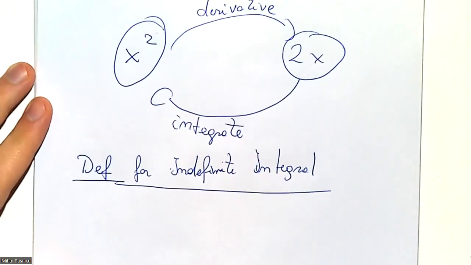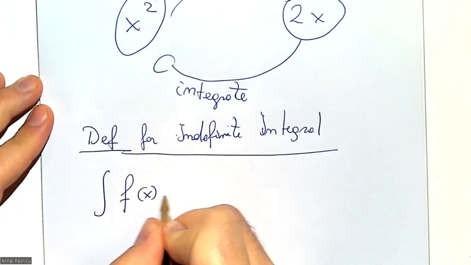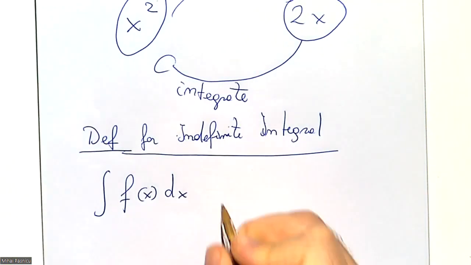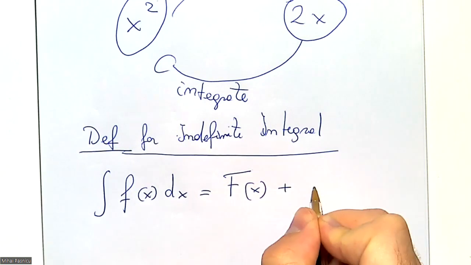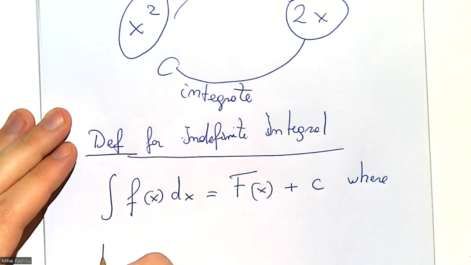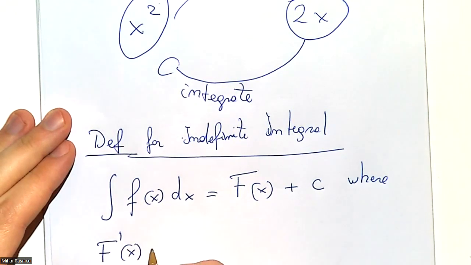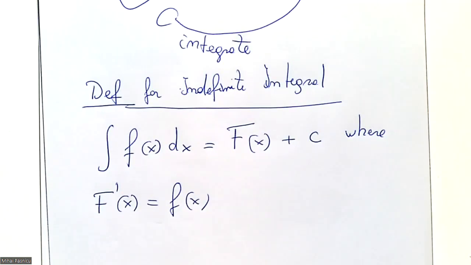The definition for indefinite integral is: the integral of f of x dx is equal to big F of x plus a constant, where the derivative F prime of x is equal to small f of x. This is the definition for a definite integral. So it's basically as simple as I describe it.